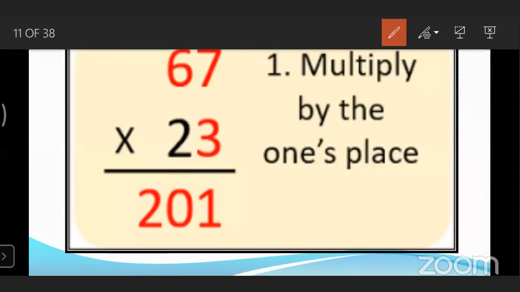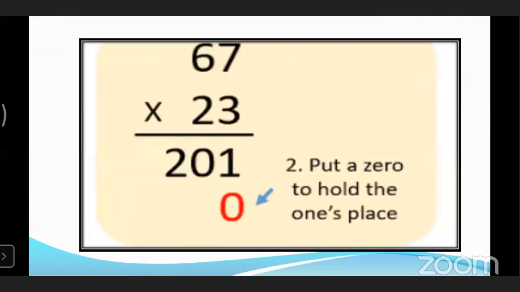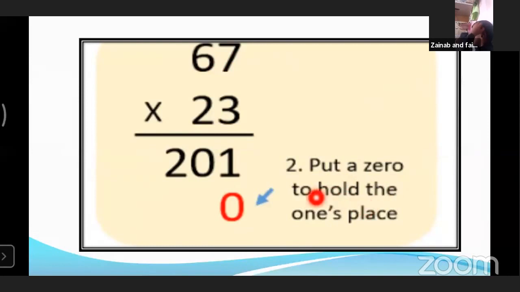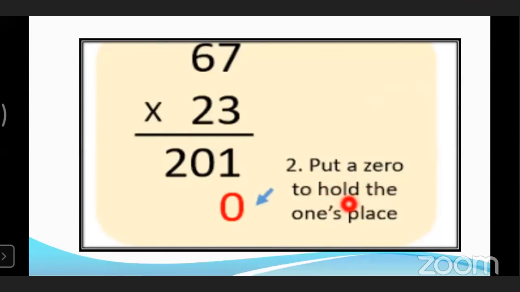Now let's move toward the next step. Now see, second step. Put a 0 to hold the ones place. Now we have done with the multiplication of 3, right? So now we are going to multiply by 2. So put a 0 here to hold the ones place. Is it clear? Because we have already done with the 3, so we put 0 here.